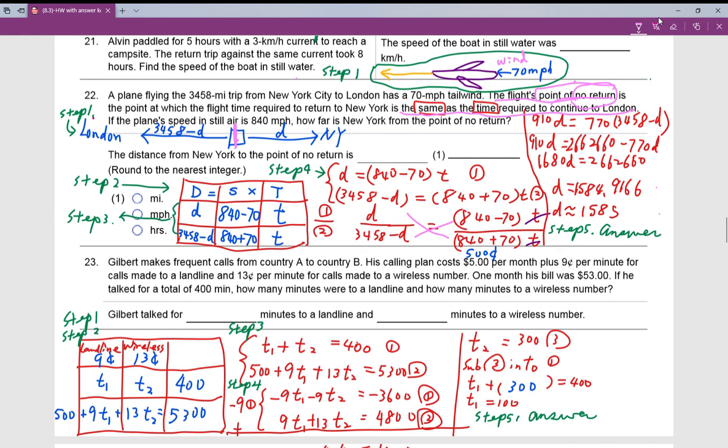Now, if a flight from New York to London has tailwind, so this direction has tailwind, right? And this direction has no tailwind, so slower. Now, has tailwind, you have to plus the tailwind. So from New York to London has tailwind. New York to London. Okay. I forgot how I did. Anyway, from New York to London, there's a tailwind, so you plus.